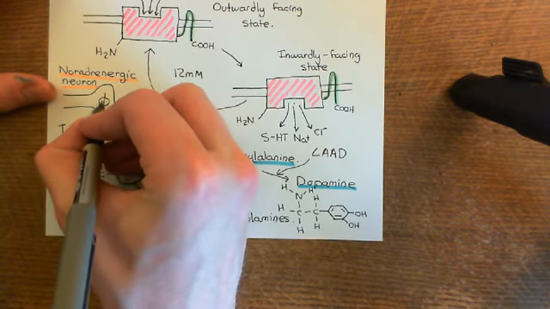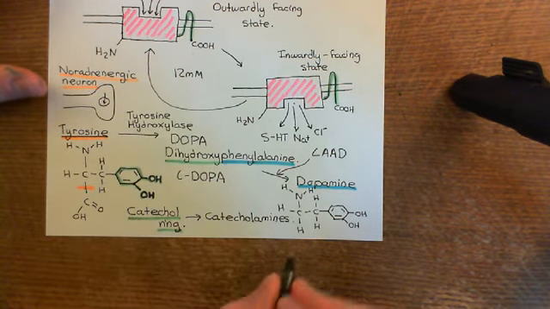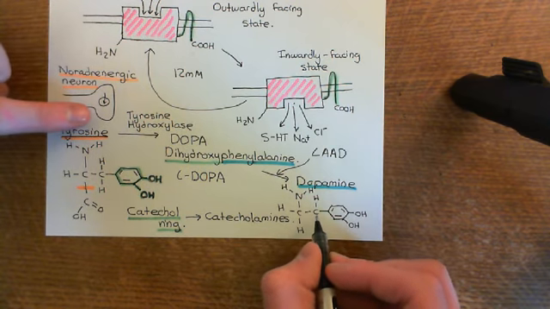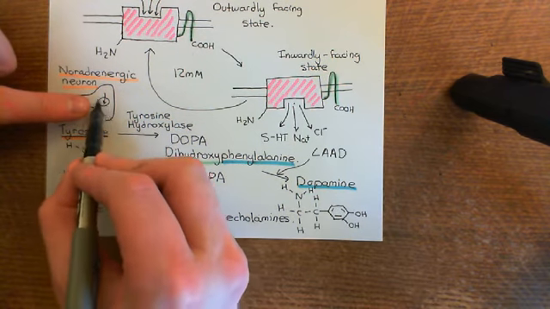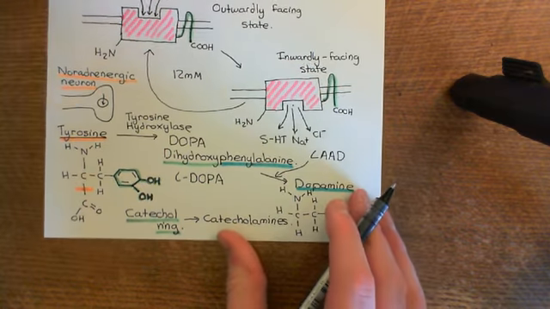Okay, so dopamine is going to go in there, and then the next enzyme that's going to convert dopamine into noradrenaline is actually located within the synaptic vesicles. So how do you convert dopamine into noradrenaline?